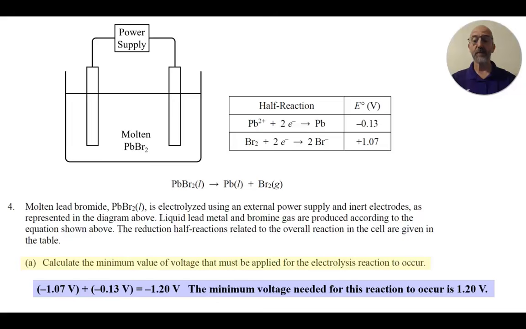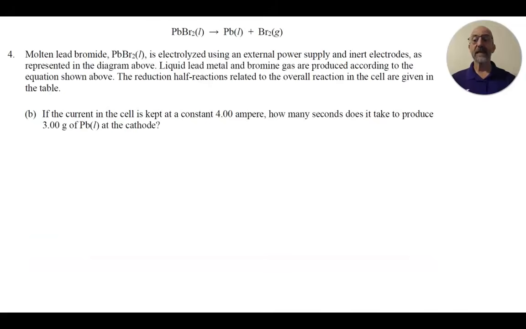As we move on to part B of this question, we will see the calculations involving the stoichiometry of this reaction. Let's go ahead and take a look at part B of question 4. In part B, it says if the current in the cell is kept at a constant 4 amps, or 4 amperes, how many seconds does it take to produce 3.00 grams of liquid lead at the cathode?